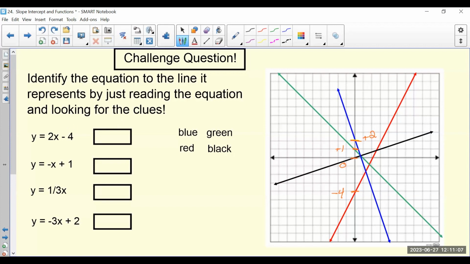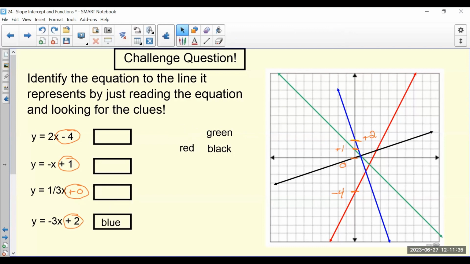Because look, we're looking for a -4. We're looking for a +1. This has nothing. There's nothing after the mx. There is no plus b, which means that the b has to be 0. And there's +2. So you can already say the b, or the intercept, on the blue line has to cross at +2, so blue has to be here.